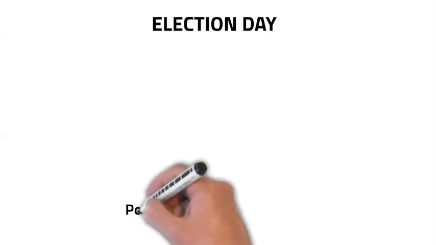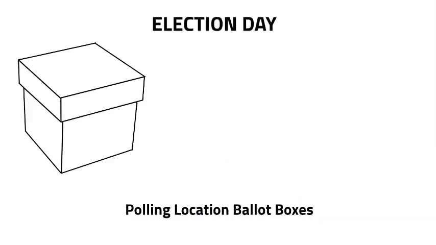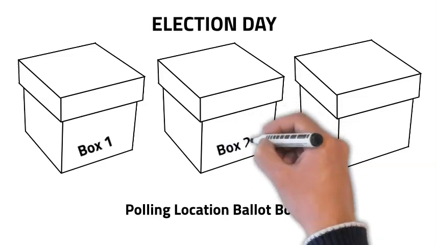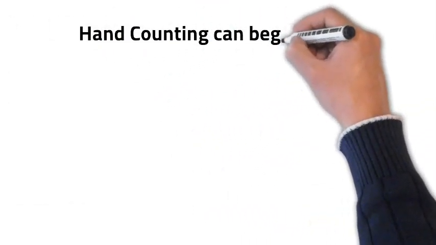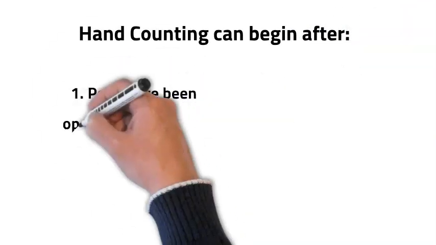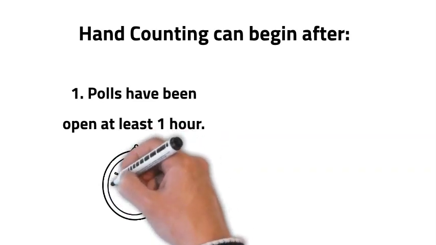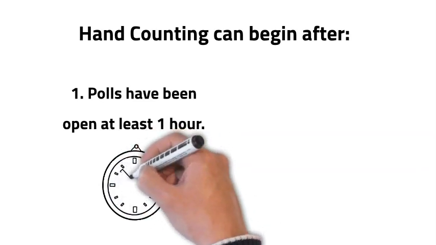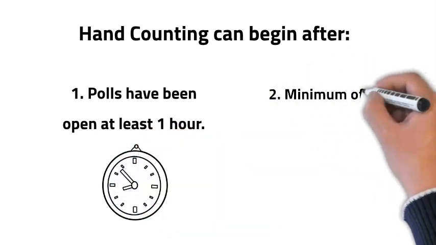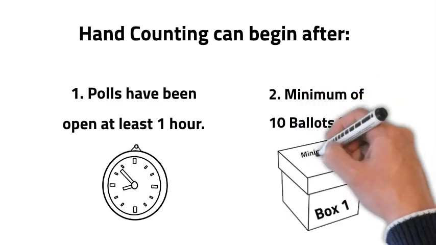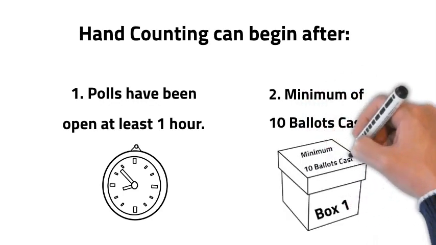On Election Day, at least 3 secured ballot boxes are present at the polling location and verified empty at the start of the day. After hand marking their ballot, voters deposit their voted ballots into ballot box 1. Hand counting can begin if at least 1 hour has passed, and there are at least 10 ballots cast. This safeguards that no individual voter can be identified with a specific ballot, and voter privacy is always maintained.